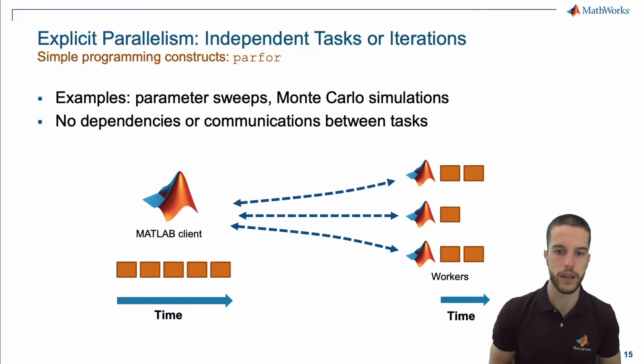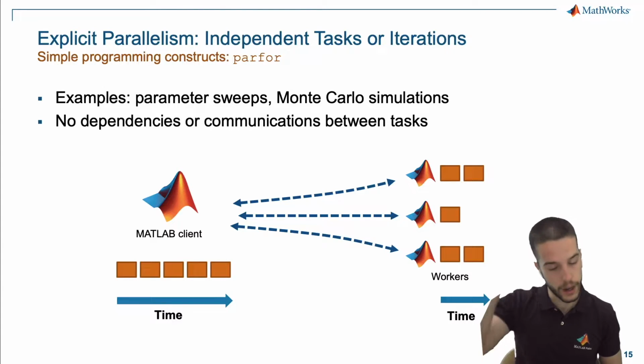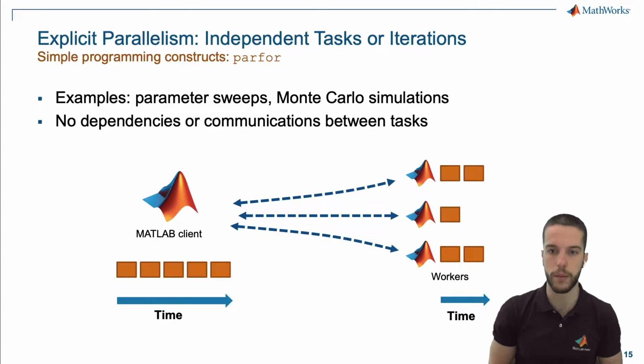So let's see the example of parfor. For example, we have a parameter sweep, like a Monte Carlo simulation, and the point, as I said before, is that we need to have no dependency between the different tasks that we are executing. Here we have a MATLAB client, and the orange rectangles are the tasks that we have to perform. As you can see, if we perform them sequentially, it takes some time. If we split these tasks across 3 workers, for example, that execute in parallel, we reduce the amount of time.